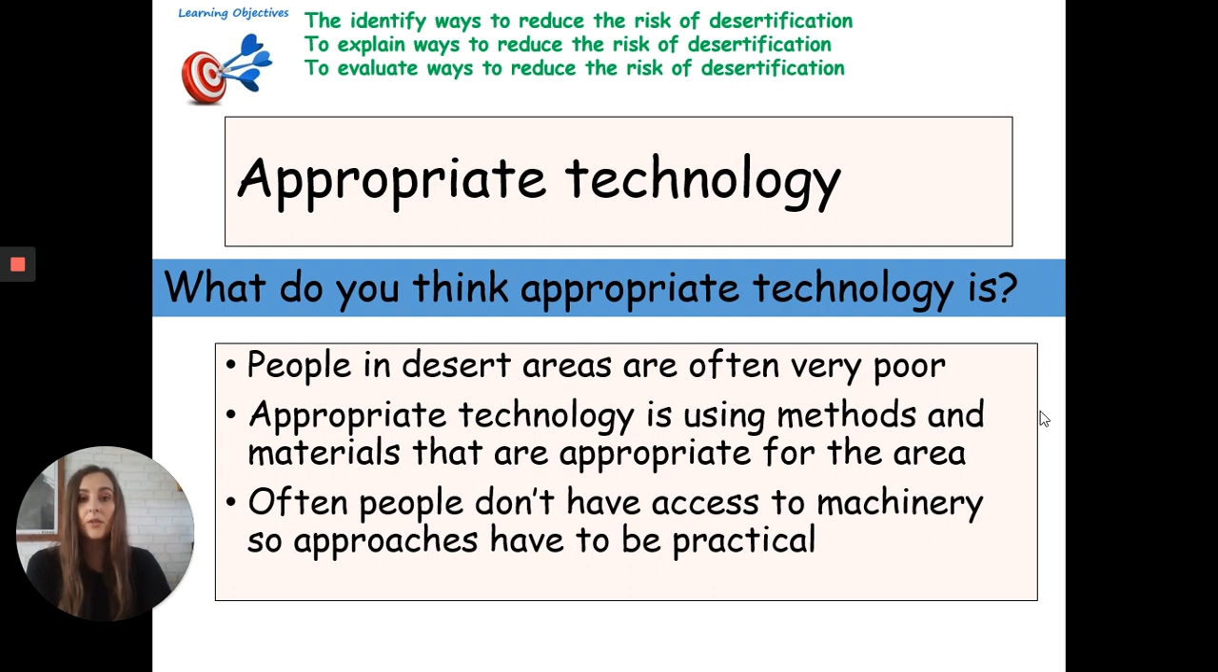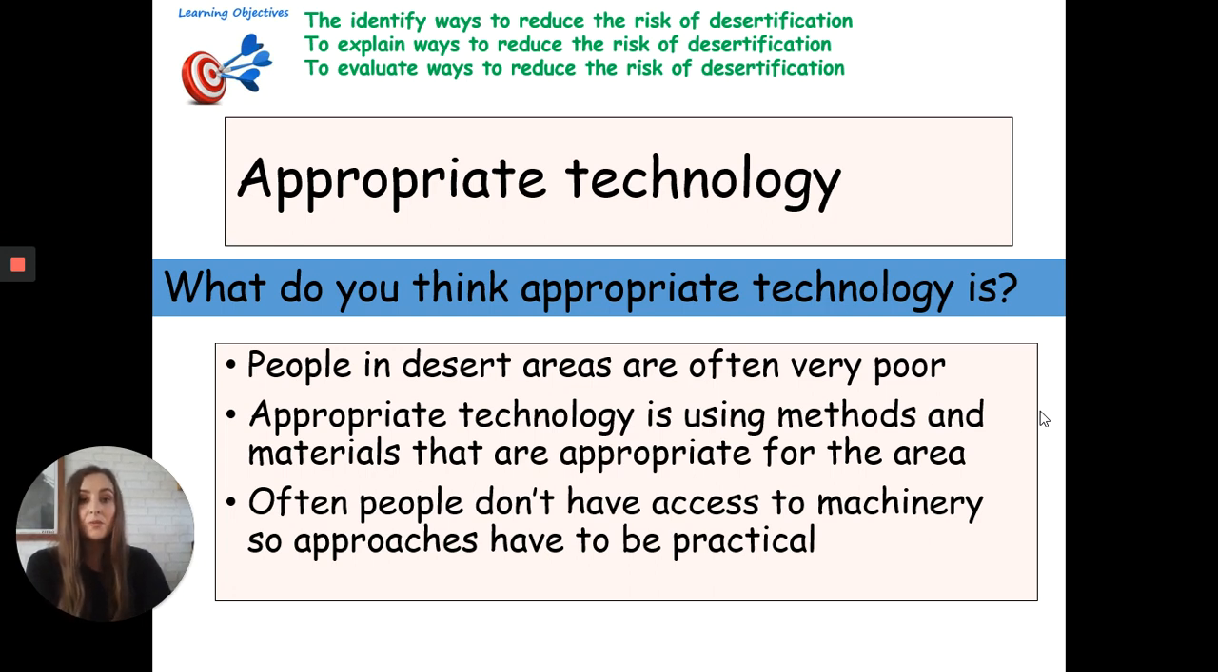Okay, before we have a look at the 3 different methods to reduce desertification and to manage that, we need to know what this term means, and it's appropriate technology. So by appropriate technology, what I mean is a lot of people that live in areas vulnerable to desertification are often poor. So whatever is put in place to manage desertification, we need to think about, well, is that appropriate for the people that live there, the money and the resources that they have? They may not have many resources or machinery or materials, and they know they don't have a lot of money, so whatever's being put in place, can they continue to run that themselves with little support from others?